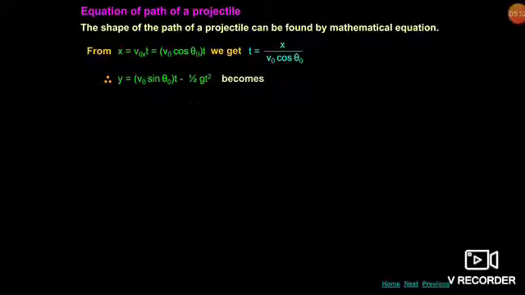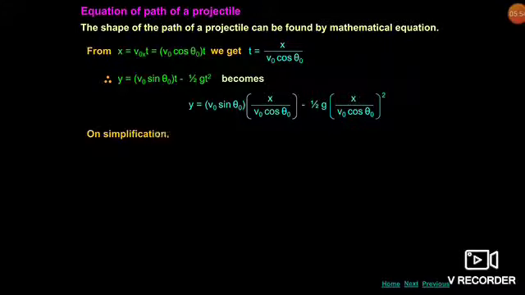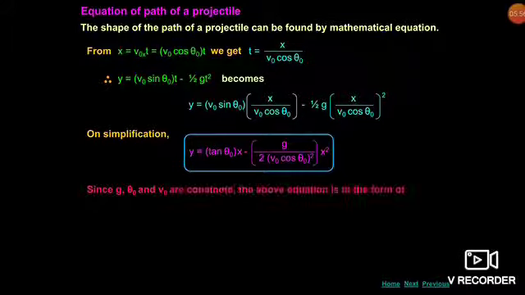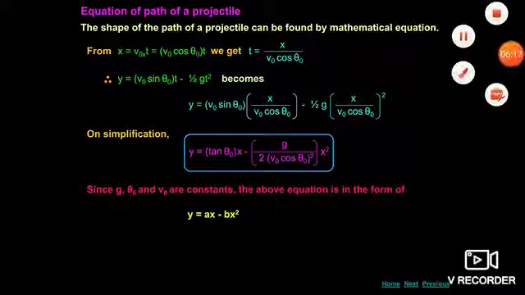Now we will study the equation of path of projectile. It's coming in front of our view. The shape of the path of the projectile can be found by mathematical equations. Now we put the value x is equal to V naught x t, and V naught x we have taken as V naught cos theta naught, so t will be x by V naught cos theta naught.